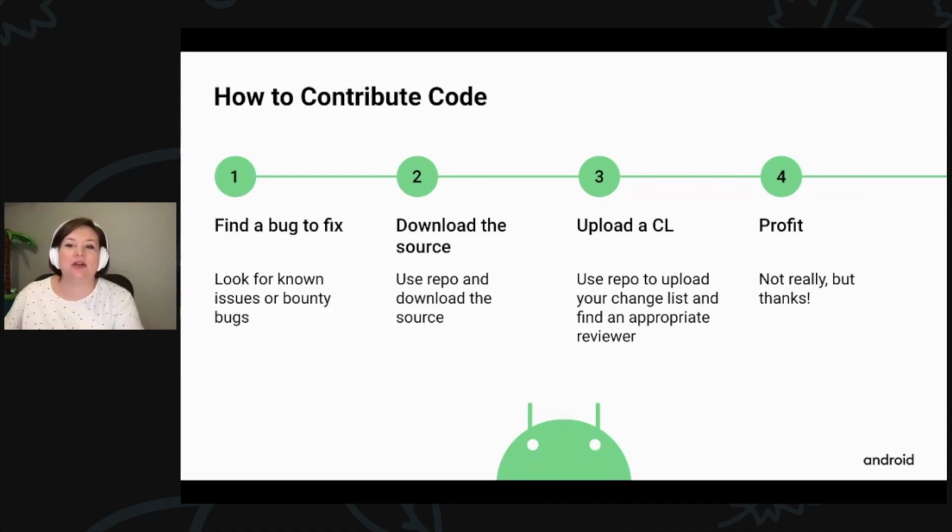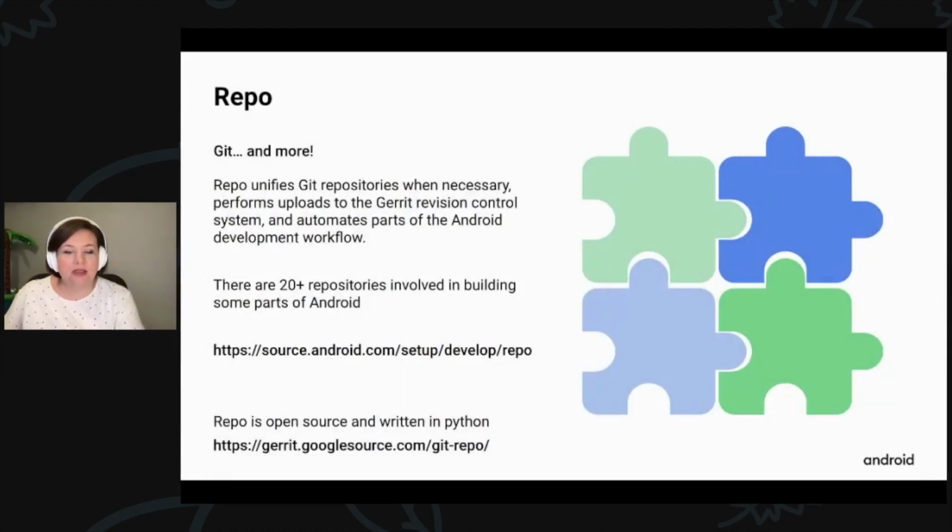But before we can download the code, we have to download a tool called Repo. Repo is a tool that unifies Git repositories, uploads the changes to the Gerrit revision control system that is used for Android development, and automates parts of the workflow. Repo doesn't replace Git, just makes it easier to work with Git in the context of Android, which is a lot of different repositories. In most scenarios, you can use Git instead of Repo or mix the commands together.